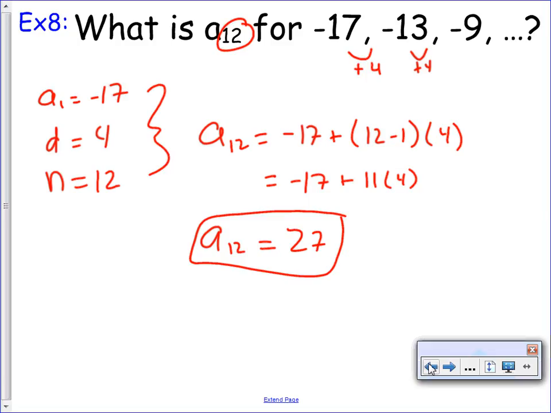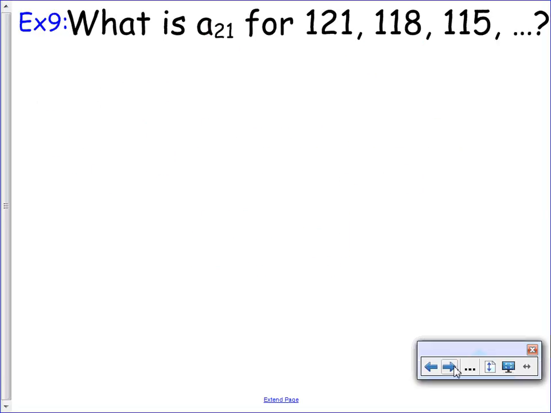It disappeared. Let's do it again. Same question, different numbers. Here we go. Tell me what you know. A1. Yes. What else? D is negative 3. You're right. That's very good.